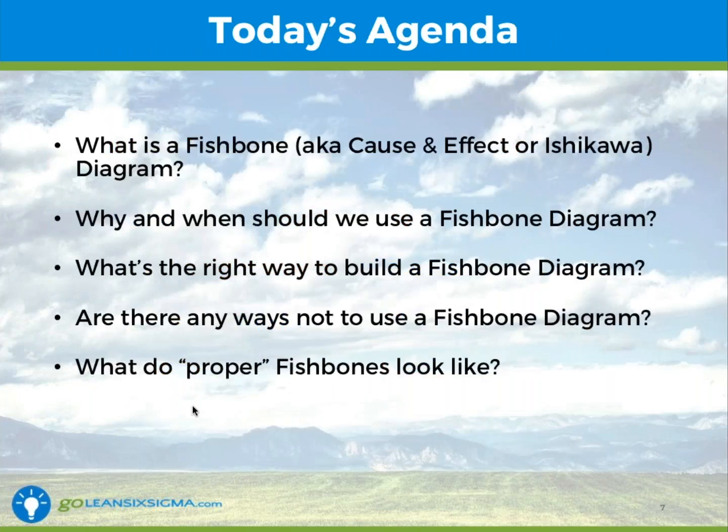So what is the Fishbone diagram, also called a cause and effect diagram, also called an Ishikawa diagram for its creator, Ishikawa, and I've also heard people call it a Fishikawa, just putting it all together. Why and when should we use the Fishbone diagram? What's the right way to build one? And are there any ways not to use a fishbone? What are the traps? And what do proper ones look like?